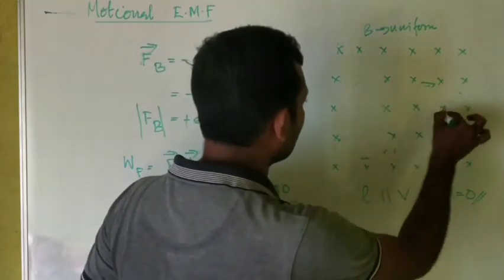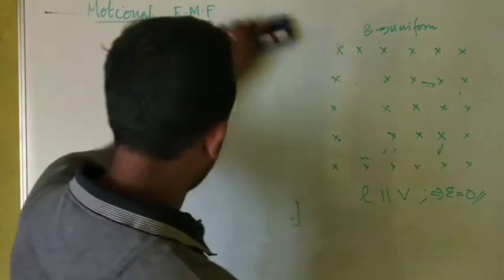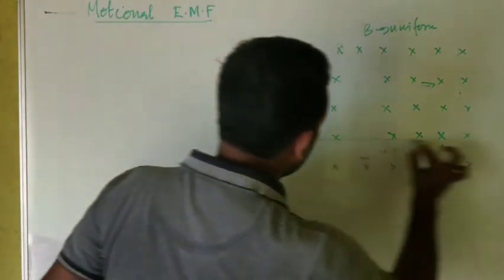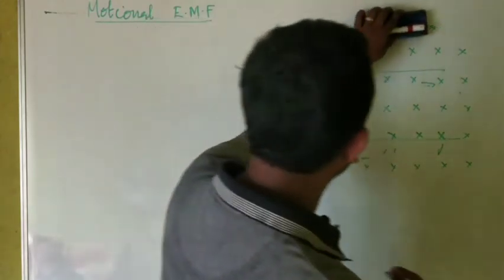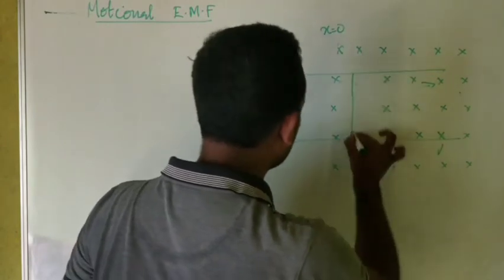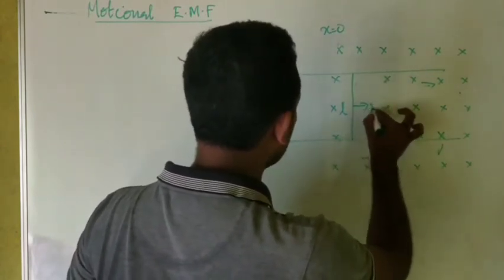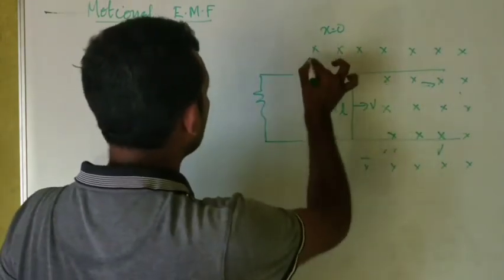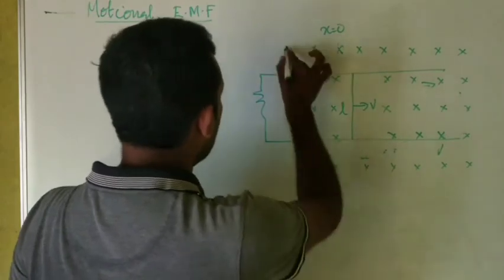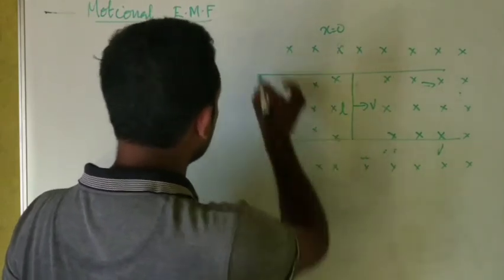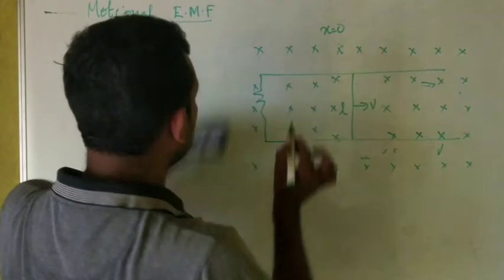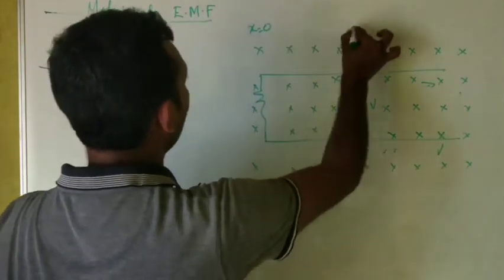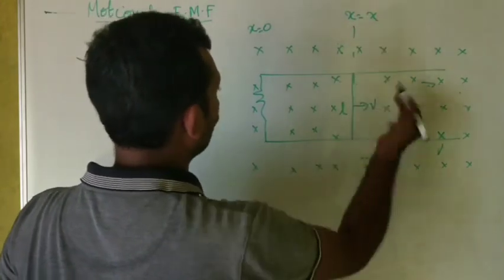Now, let us take the situation given in the NCERT book. Consider a resistor. This is where x is equal to 0. A rod of length L is moved with velocity V in a uniform magnetic field. Okay, so everything is in the magnetic field. I'm extrapolating this magnetic field. Now, in this case, this is x is equal to 0, this is x is equal to x. Now the velocity is v.